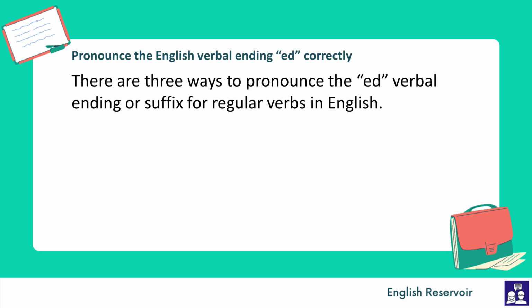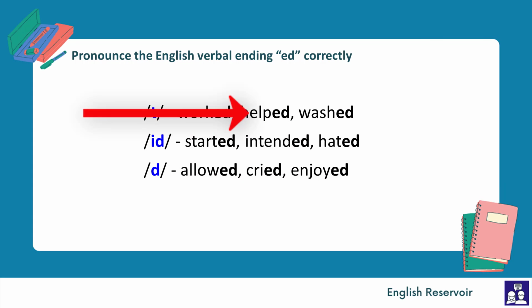There are three ways to pronounce the ed verbal ending or suffix for regular verbs in English. T: worked, helped, washed. Id: started, intended, hated. D: allowed, cried, enjoyed.